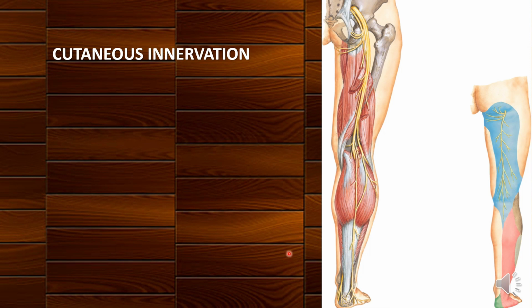Coming to the cutaneous innervation of the back of leg. You have already learned this nerve, that is the sural nerve. Tibial nerve in the popliteal fossa gives a cutaneous branch which is called sural nerve, and a branch from the common fibular nerve, that is sural communicating nerve, joins with the sural nerve, and it is this nerve, the sural nerve, which is going to supply the back of leg, and also the lateral border of the foot is supplied by the sural nerve.